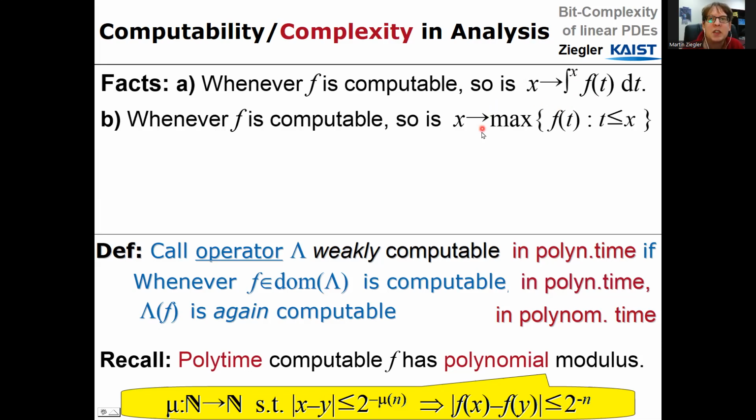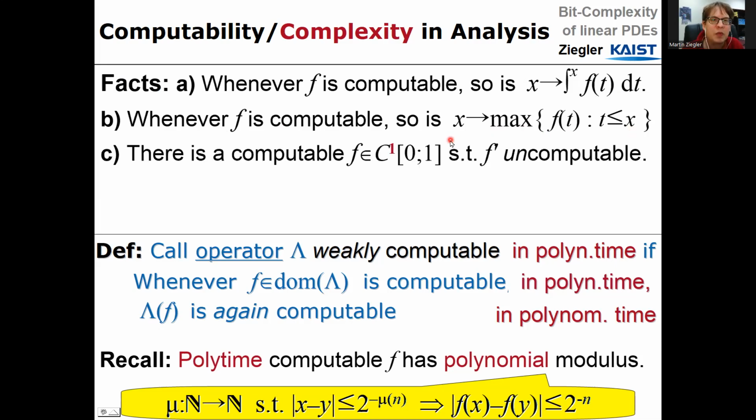And this is a computable operator. Same parameterized maximization, taking a function and returning the maximum of that function up to a parameter x, which varies. So the output is again a function. This is again a computable operator.